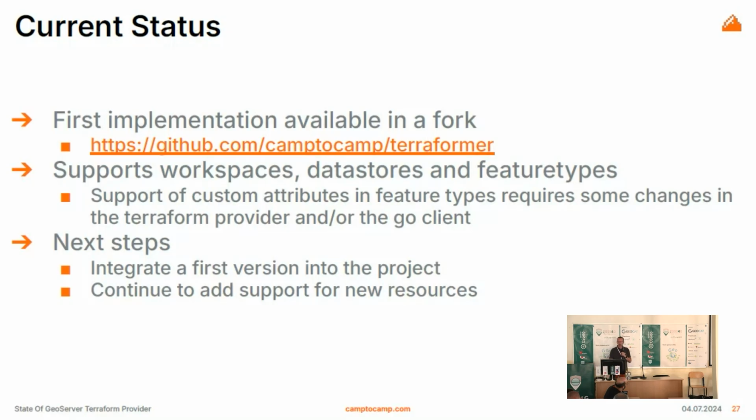There is a first implementation I have done on a fork in our GitHub organization. For the moment it supports workspaces, data stores, and feature types. I still have some work to do to support custom attributes in GeoServer feature types. The next step is to integrate the first version into the project, and then continue to add support for new resources like styles, layer groups, and so on.